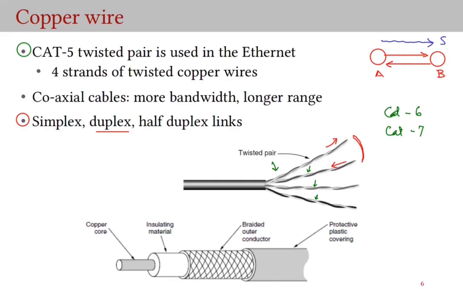And then we also have what we call half duplex links. These links can transmit in either direction, but they cannot carry conversation in both directions at the same time. So in a half duplex link, either A can transmit to B, and once it finishes, then B can send something back, but not simultaneously. And wireless links are usually half duplex links.